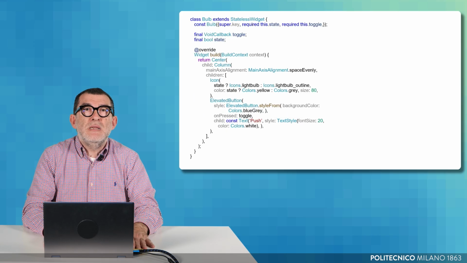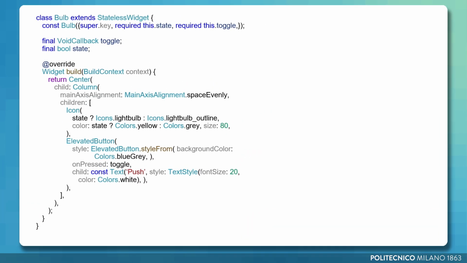Now, if we move to bulb, which is the last part of the example, we can see that it is a stateless widget. We need a meaningful constructor, so besides handling the key, we include two additional required parameters, clearly called state and toggle, since we do not want default values. These two attributes are defined in the class with the same names. State is a Boolean, while toggle uses one of the predefined types we discussed, called void callback. We use void callback because the function does not return any value.